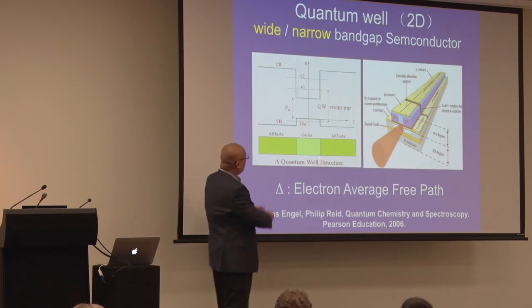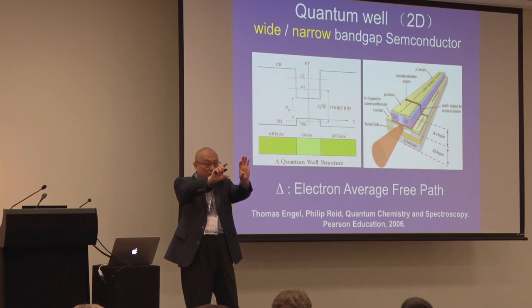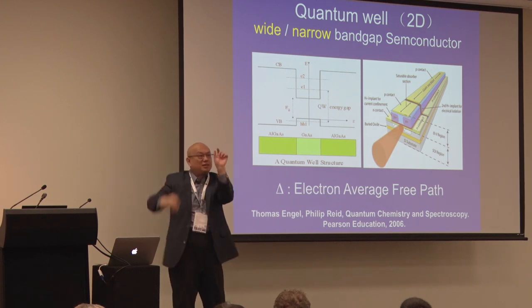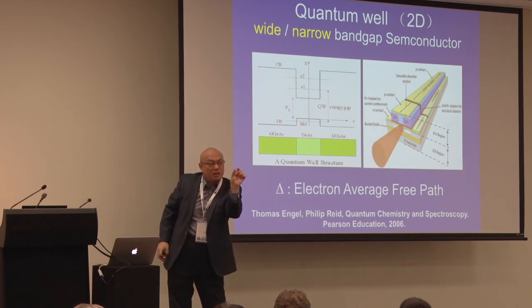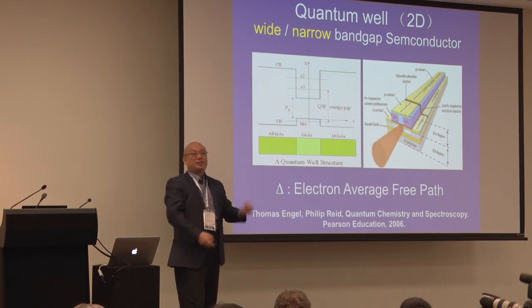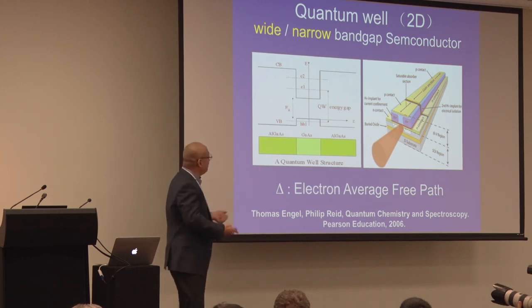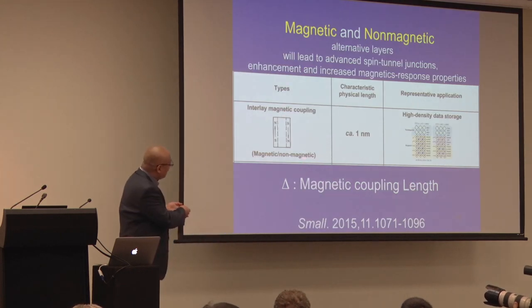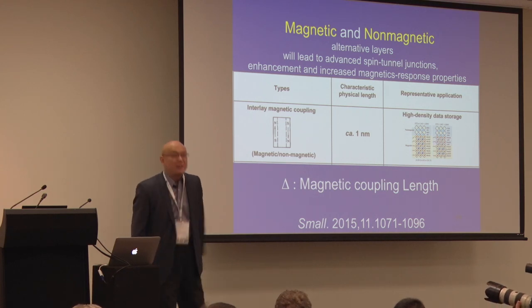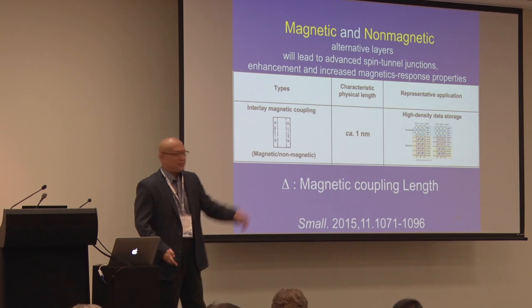You put one narrow band gap P-type semiconductor in between two wide band gap n-type semiconductors, and the thickness of this narrow band gap semiconductor is the electron average free path distance, and you get a quantum well. Nobel Prize. You put a non-magnetic layer in between two magnetic layers, and this direction should correspond to the magnetic coupling distance. Okay, you get what? GMR, Nobel Prize.